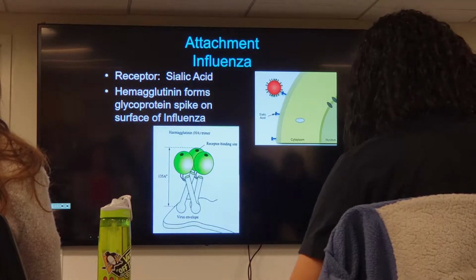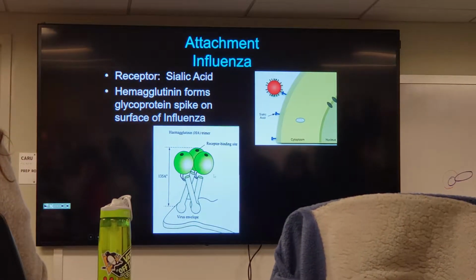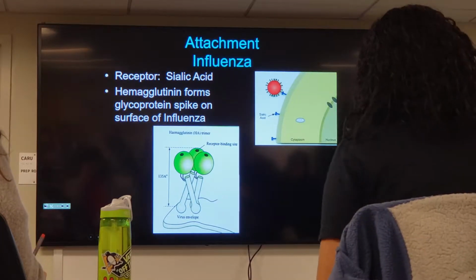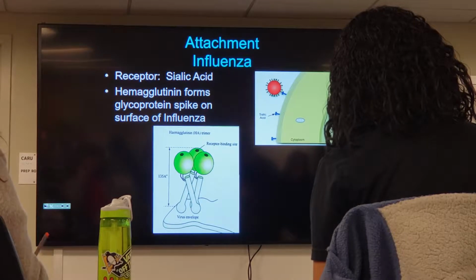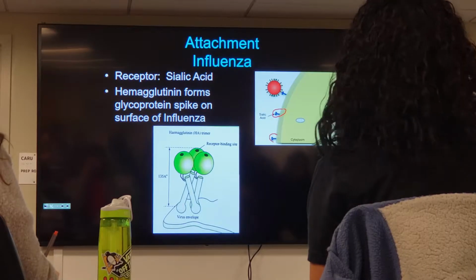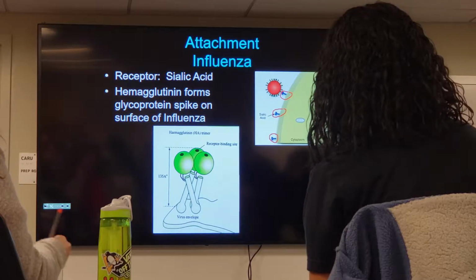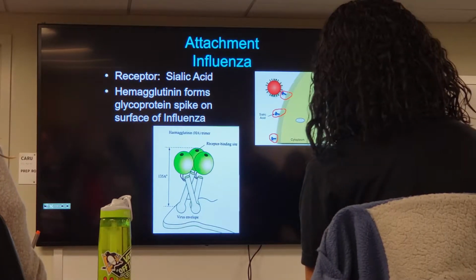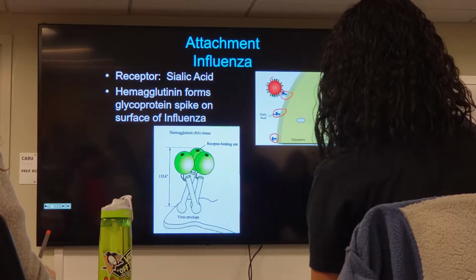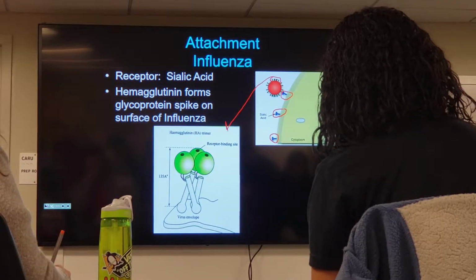So I'm going to talk a little bit more about that sialic acid attachment with influenza. These little blue protrusions here are the sialic acid receptors on the surface of the host cell. And then this big red blob right here, that's your influenza virus. If we zoom in on that influenza virus a little bit, you can see we have these little spikes on the outer surface of that virus.